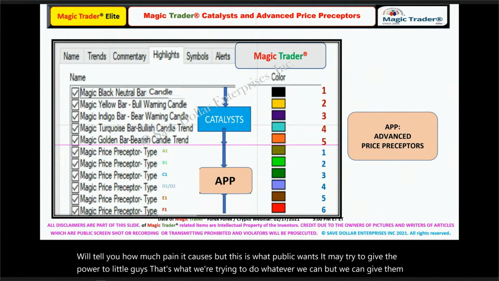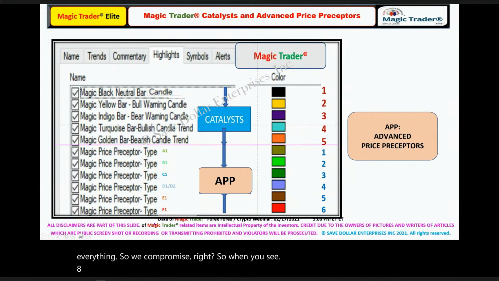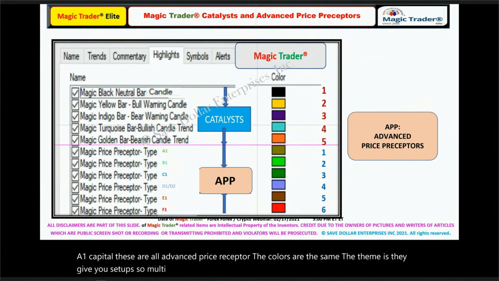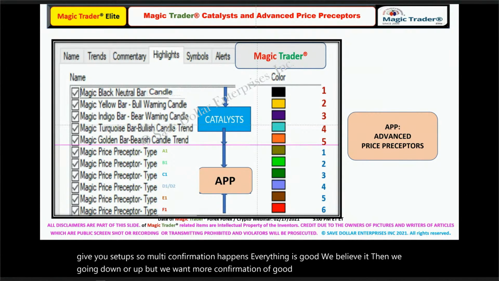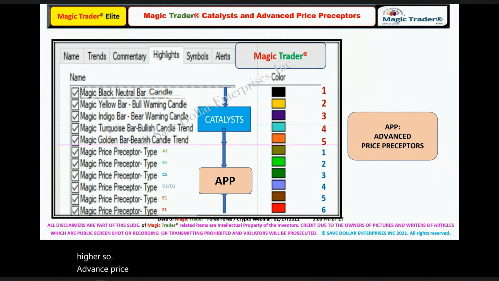So we compromise. When you see A1 Capital, these are all Advanced Price Perceptors. The colors are the same. The theme is they give you setups. So multi-confirmation happens. Everything is good. We believe it will be going down or up, but we want more confirmation of good risk. Either we go up or down, it doesn't matter. It's a good risk for buying, good risk for selling. They believe strongly we are going higher. So Advanced Price Perceptors are very important, and institutions love them.